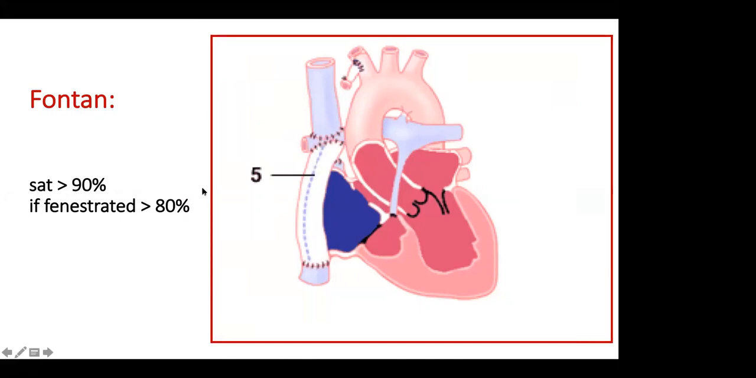And their saturation at this stage is above 90%, unless they are fenestrated. Sometimes when the RA pressure is high, we create a fenestration between the Fontan conduit and the right atrium. If there is a fenestration and the pressure is higher in the pulmonary artery, which is usually higher than the right atrium, there will be a little bit of shunt from the Fontan to the RA, so their saturation will be in the 80s, sometimes even high 70s, but they have a good cardiac output. They are happy. So you don't need to worry about their saturation if they maintain a good cardiac output.